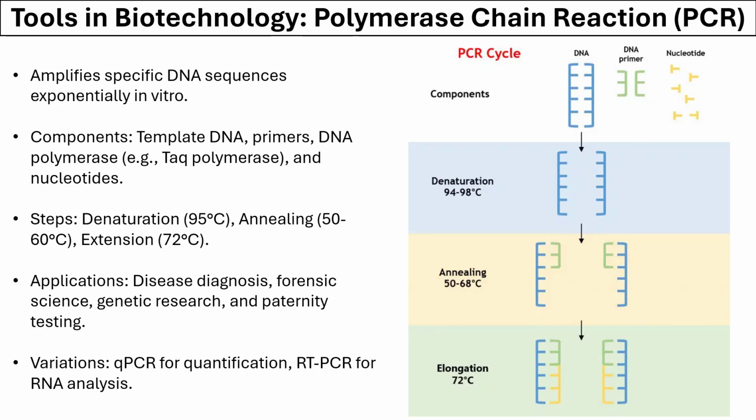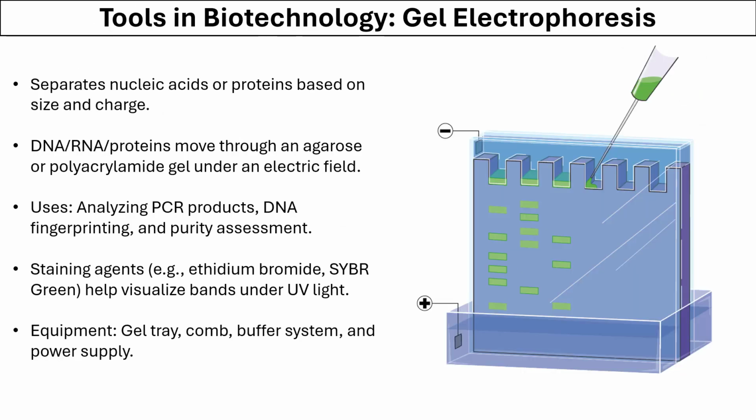This technique is also used in genetics research or even paternity testing when you want to find who the actual parents of a person are. The variations of polymerase chain reaction are qPCR, which is the quantitative form of PCR, and RT-PCR, which is reverse transcription based PCR. Gel electrophoresis is used for separating nucleic acids or proteins based on their size and charge.